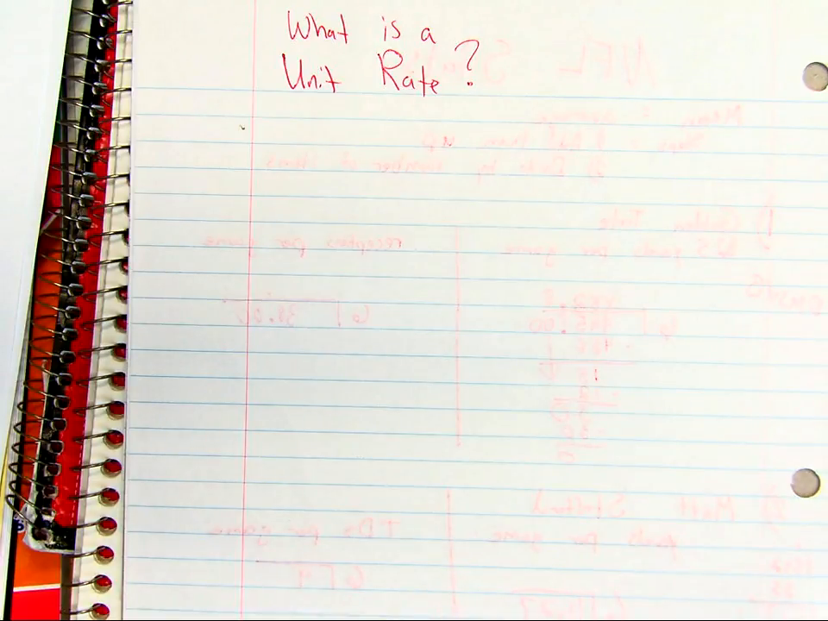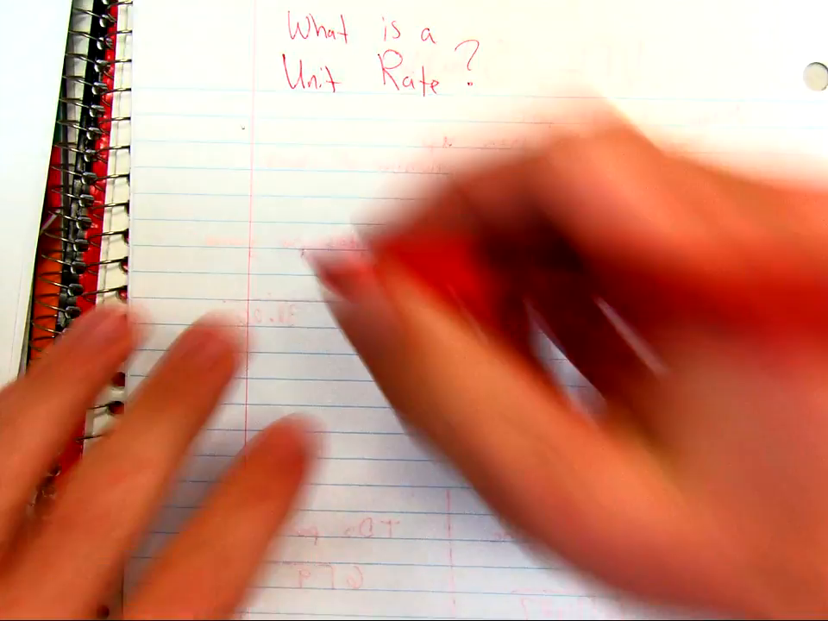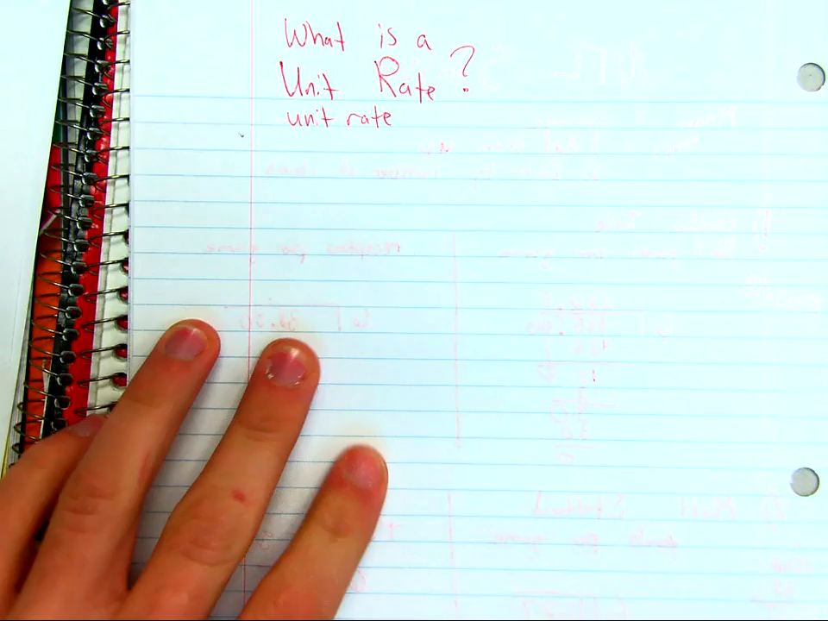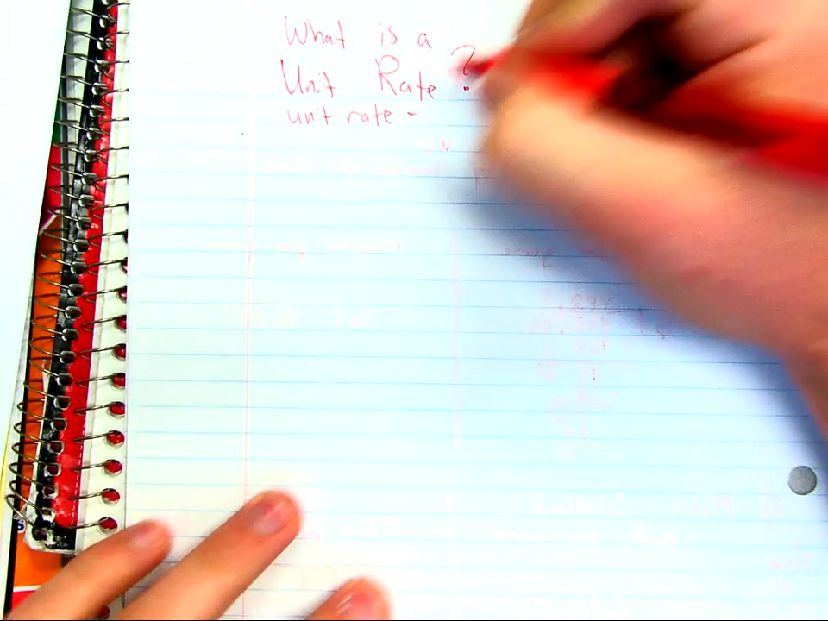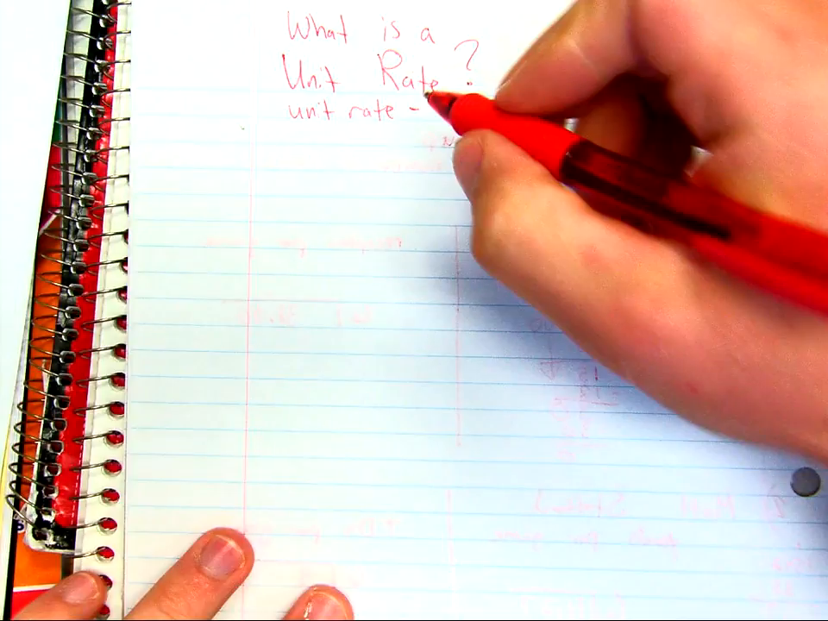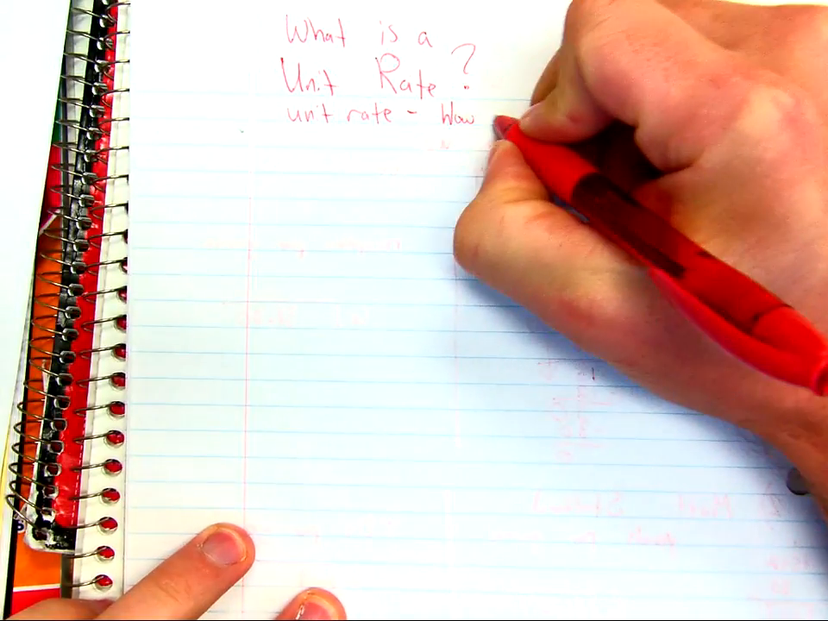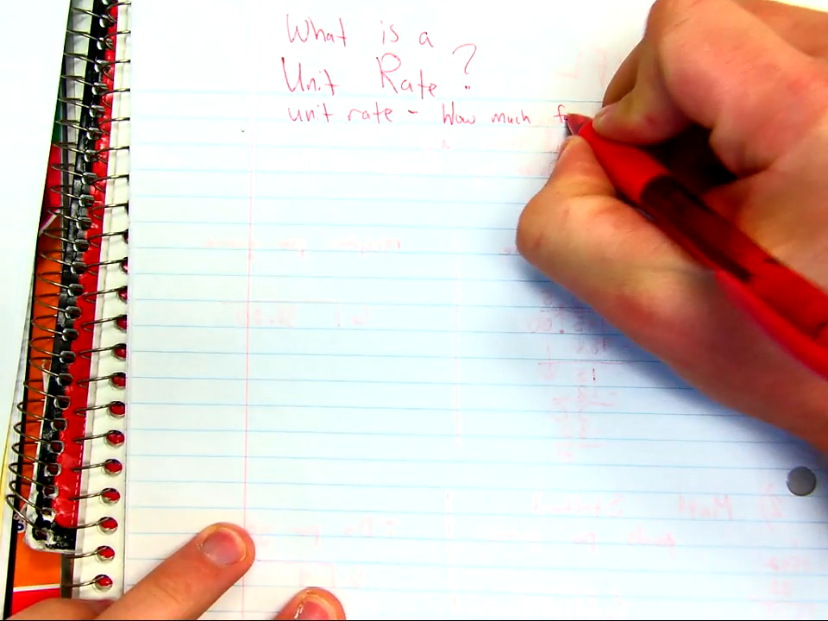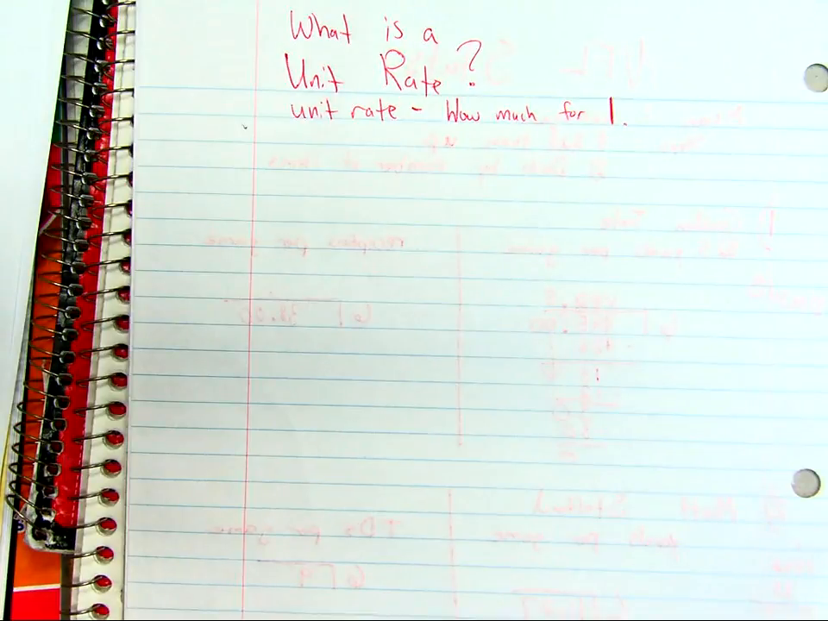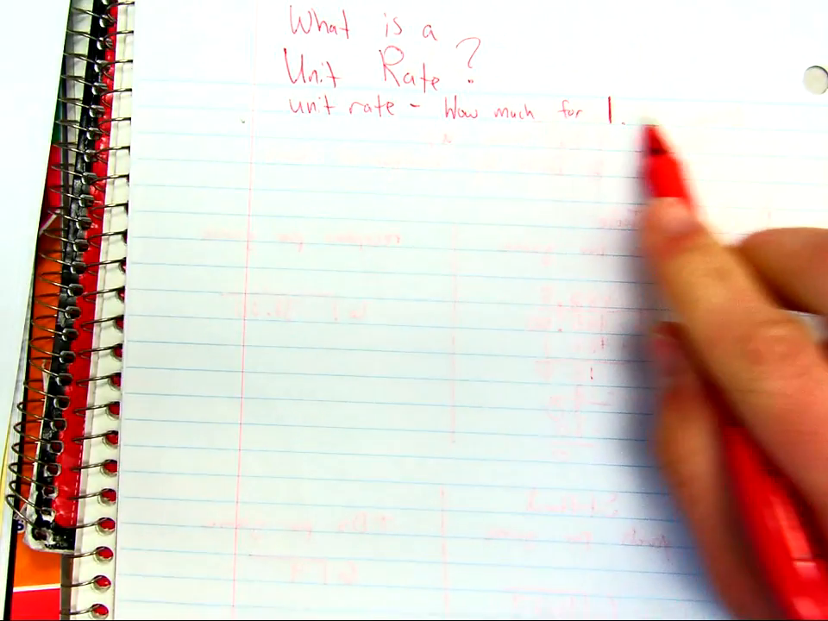Alright, so today we're going to focus on what is a unit rate. And so our unit rate would be a rate that is down to 1. So when I'm thinking of unit rates, it's like how many miles can I go in 1 hour, things like that. So it's how much for 1, right?